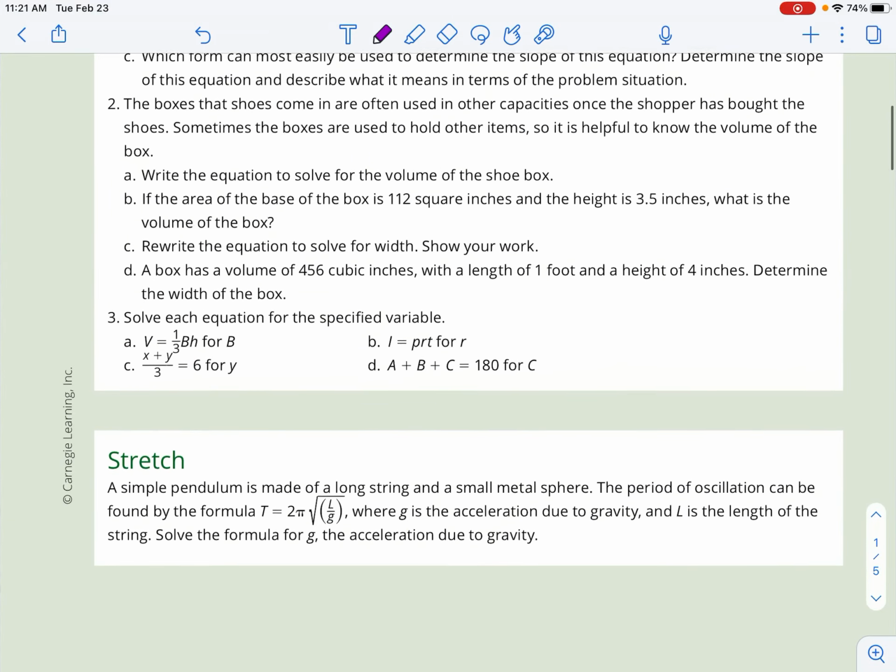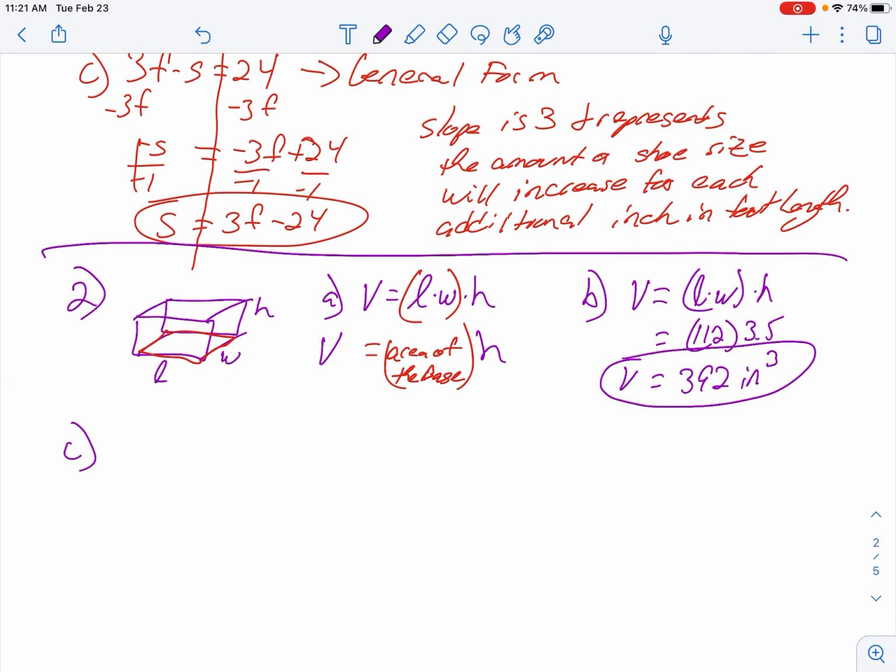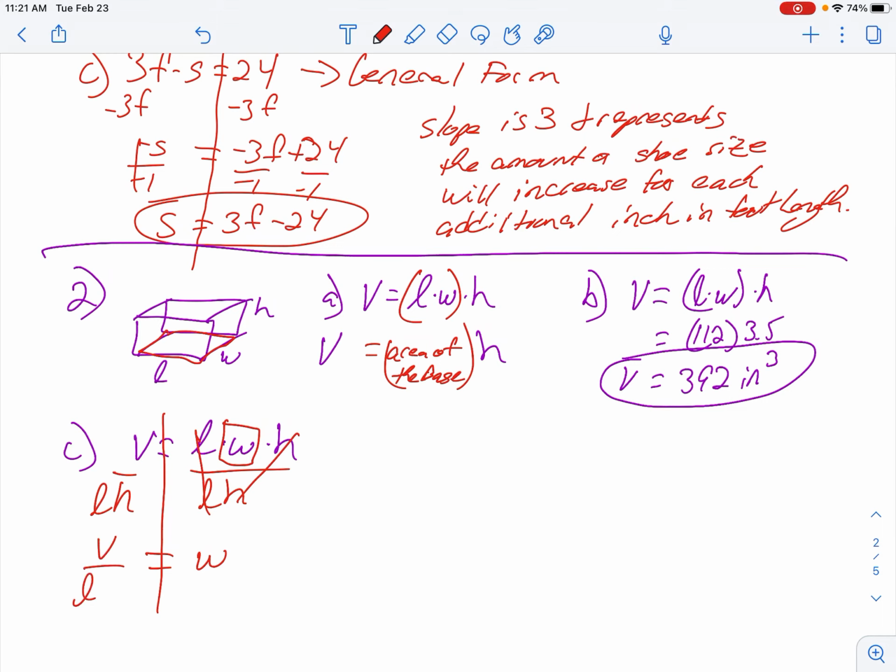For part C, rewrite that equation to solve for W. So we're going to take our equation now and get W by itself. And as I always ask myself that question, what is happening to that W? It's being multiplied by L and it's being multiplied by H. So to get L and H to the other side, I'm going to do division. L's cancel, H's cancel, and now you're left with W. And there is my width. The width is the volume divided by the length and the height.